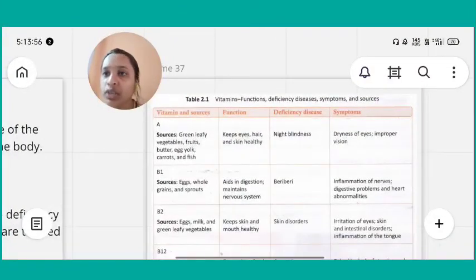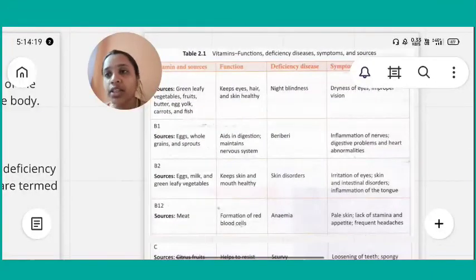The first one is vitamin A. Its sources are green leafy vegetables, fruits, and butter, and its function is to keep our eyes and hair healthy. But if we do not take it, we get dryness of the eyes and improper vision, known as night blindness. Then vitamin B1: its sources are eggs, whole grains, and sprouts, and it aids digestion and maintains our nervous system. If we do not take it for a longer period, inflammation of nerves, digestive problems, and heart abnormality occur, and we get beriberi.